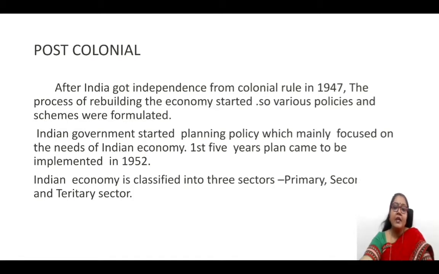Then we see the third phase, that is the post-colonial stage. So here, after India got independence from the colonial rule in 1947, we had to rebuild our economy.